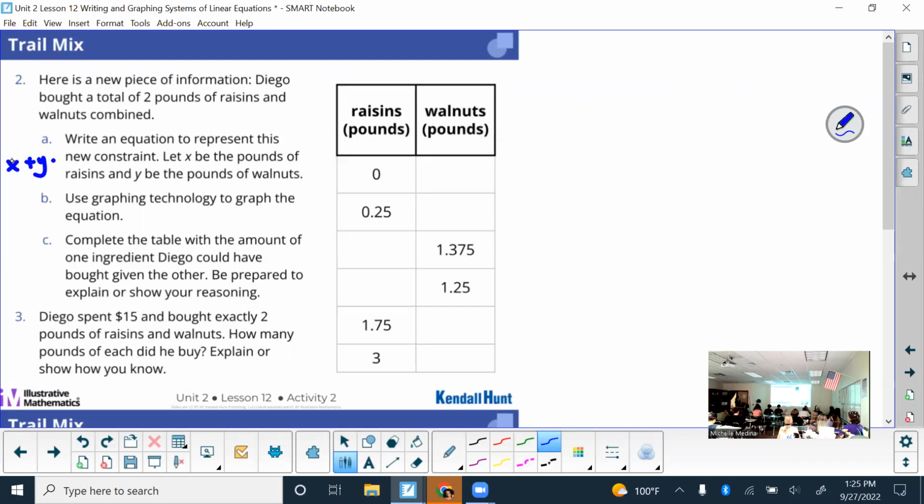Good, x plus y equals 2 was the equation. I'll rewrite it over here as well. So we're going to start with you and your groups using your graphing technology to graph that equation and to fill in the table, again, using your graphing technology. We went over how to do that yesterday.